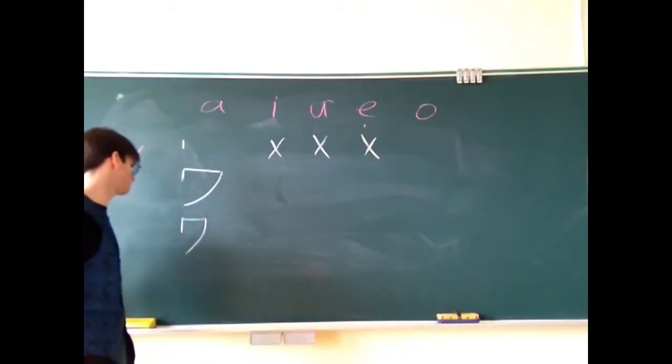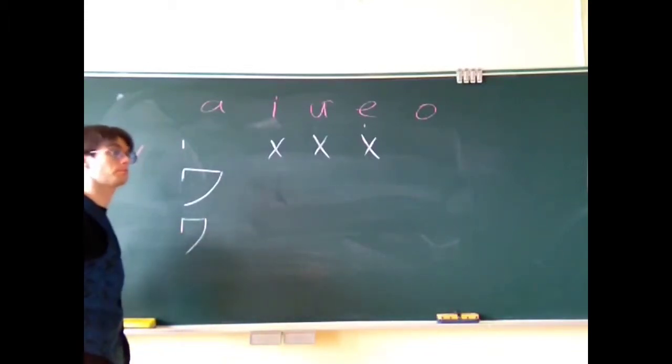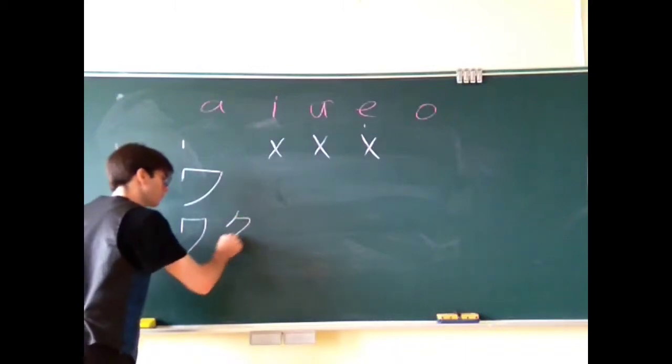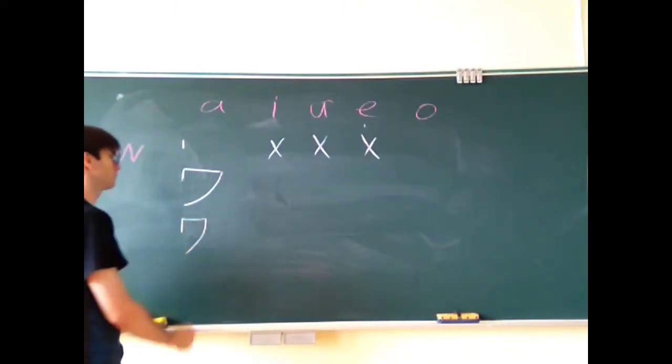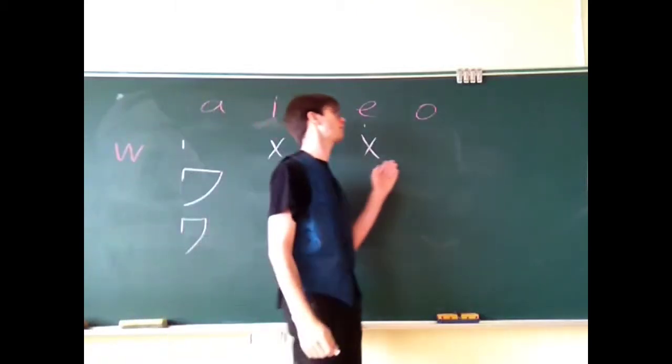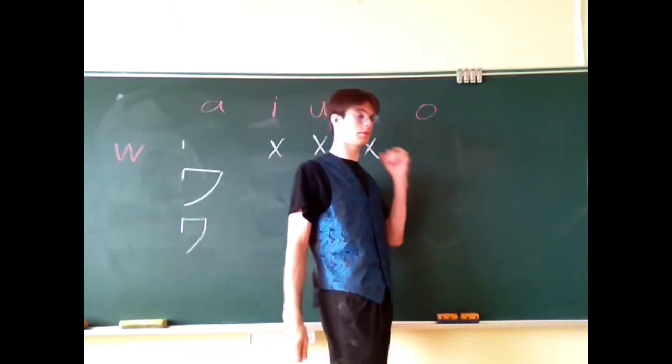Wa. I mean, I guess like that. But wa. Make sure to not do it like this, because that's ku. Y is here. There's no we, you, moo, no way. Wo is going to look kind of similar to that one.